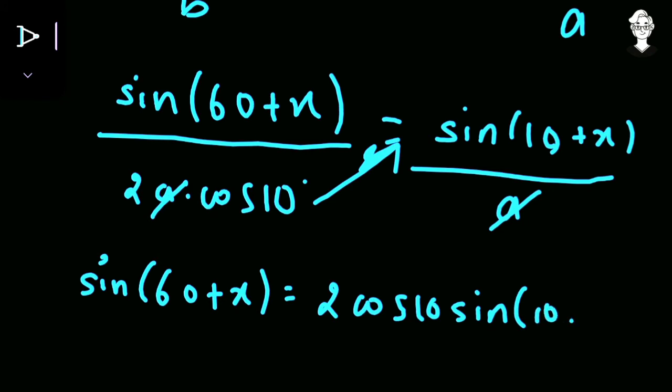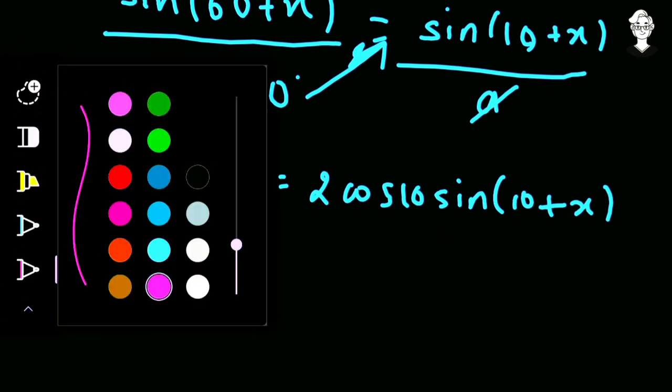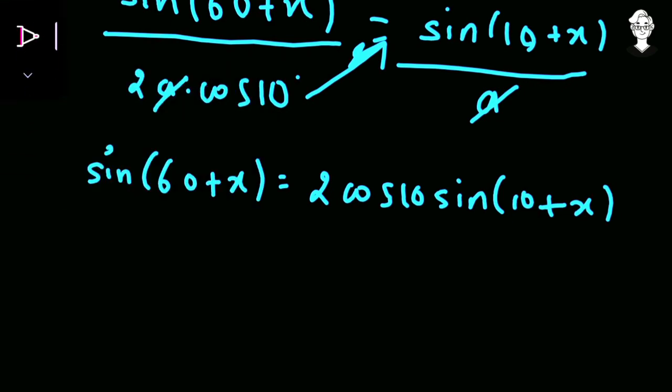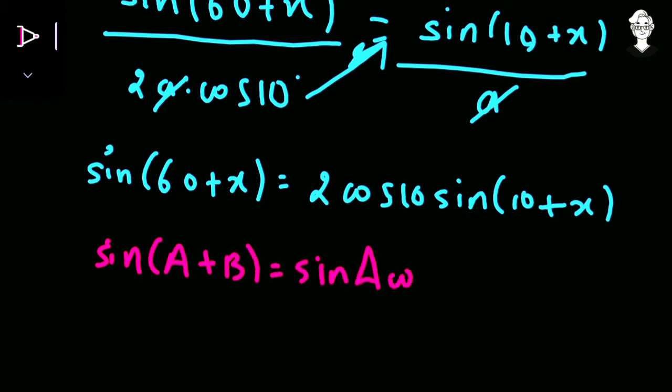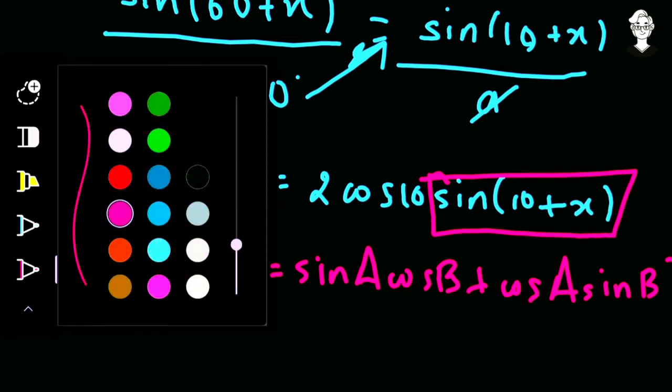Now according to the trigonometry identity for sine of A plus B, let me write that over here because we are going to use that. It says that sine of two angles added together, sine of A plus B, is sine A cos B plus cos A sine B. So using this identity, we will open sine of 60 plus x and sine of 10 plus x. So let us do that quickly.